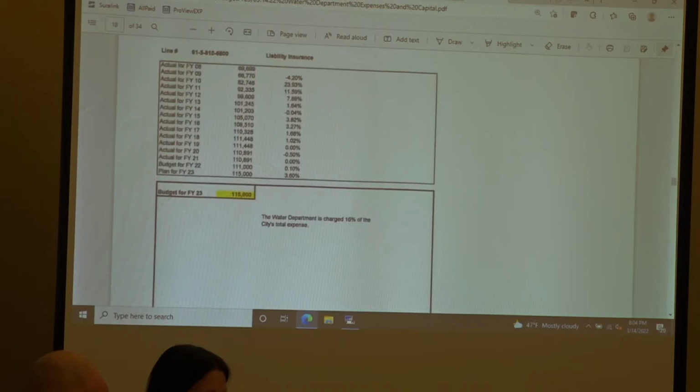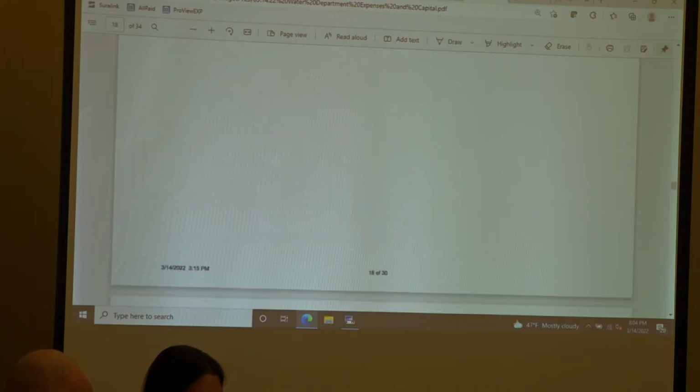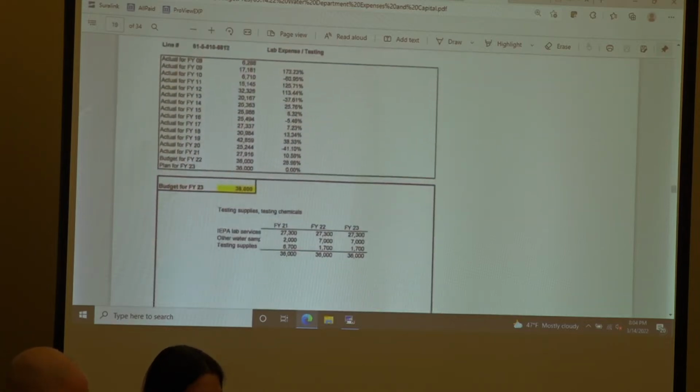Liability insurance is increased, and again, we have no control over that. That's what rates that we get. That's our share of the costs that are quoted to us. Lab expense and training is 36,000, same as last year.